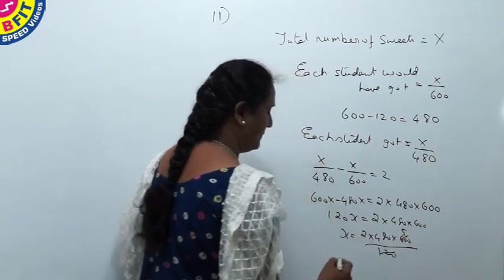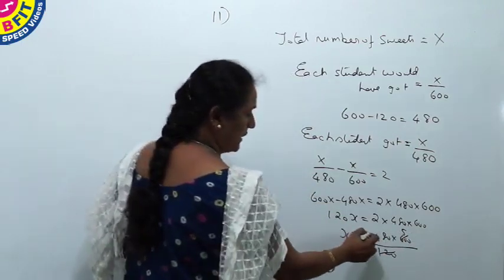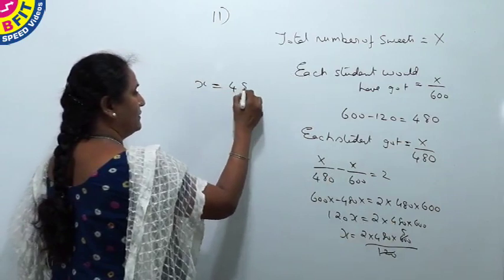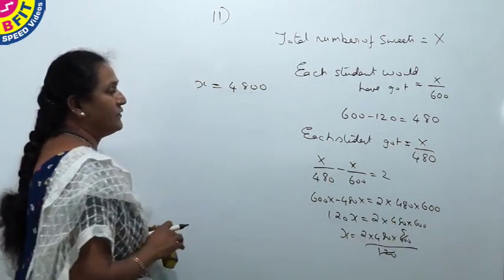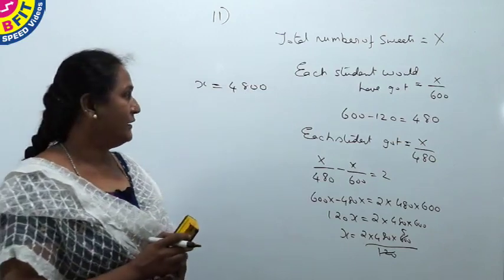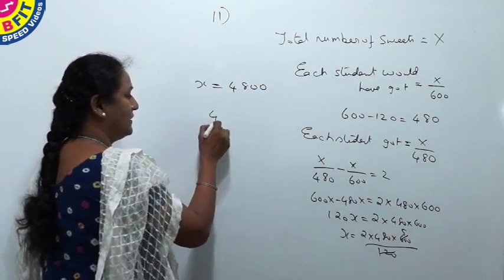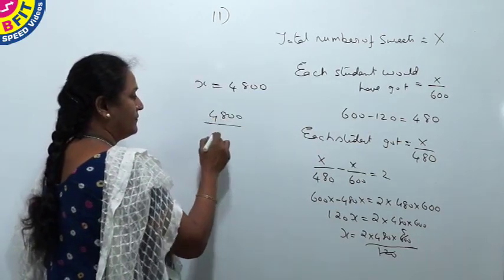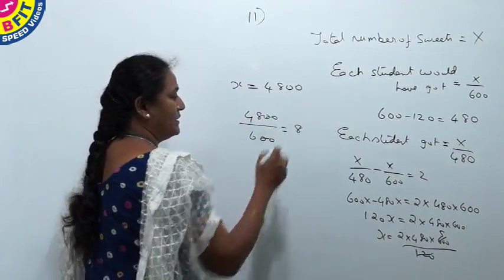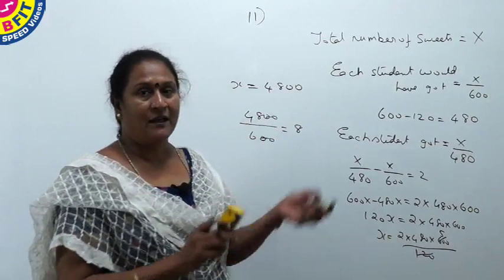As this is 5 times, so we get total number of sweets is 480 into 10, that is 4,800. So we are asked to find how many sweets each student is supposed to get. So for 600 students, 4,800 sweets. So divide by 600. So answer is 8. So each student was supposed to get 8 sweets.